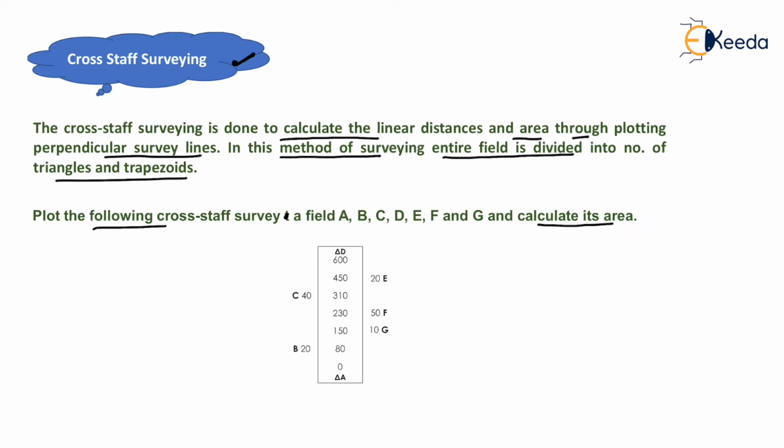Now a data is shown here which we collected from the cross staff surveying. Now we want to calculate the area of this entire field. So we can just plot this data on our sheet like this. Suppose that this is the baseline. Okay. Now the distance which is given in the question is 0 meter here as well as 600 meter here.